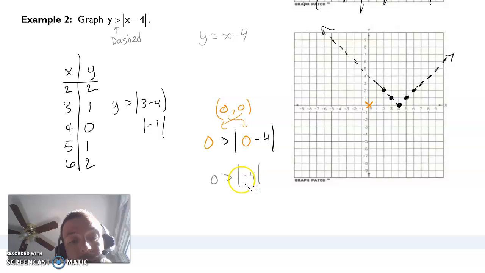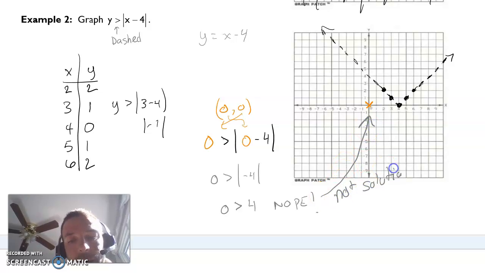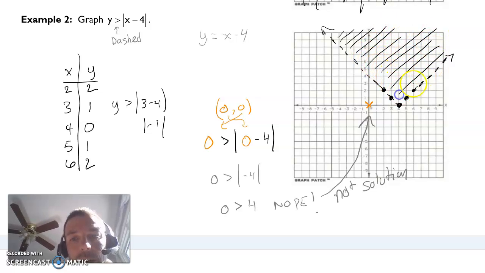Okay. And that's where you've got to be real careful with absolute value. Is 0 greater than positive 4? The answer obviously is no. So that means this is not a solution. And if that's not a solution, then the other side, or in this case, all of these ordered pairs in here, do represent my solution.